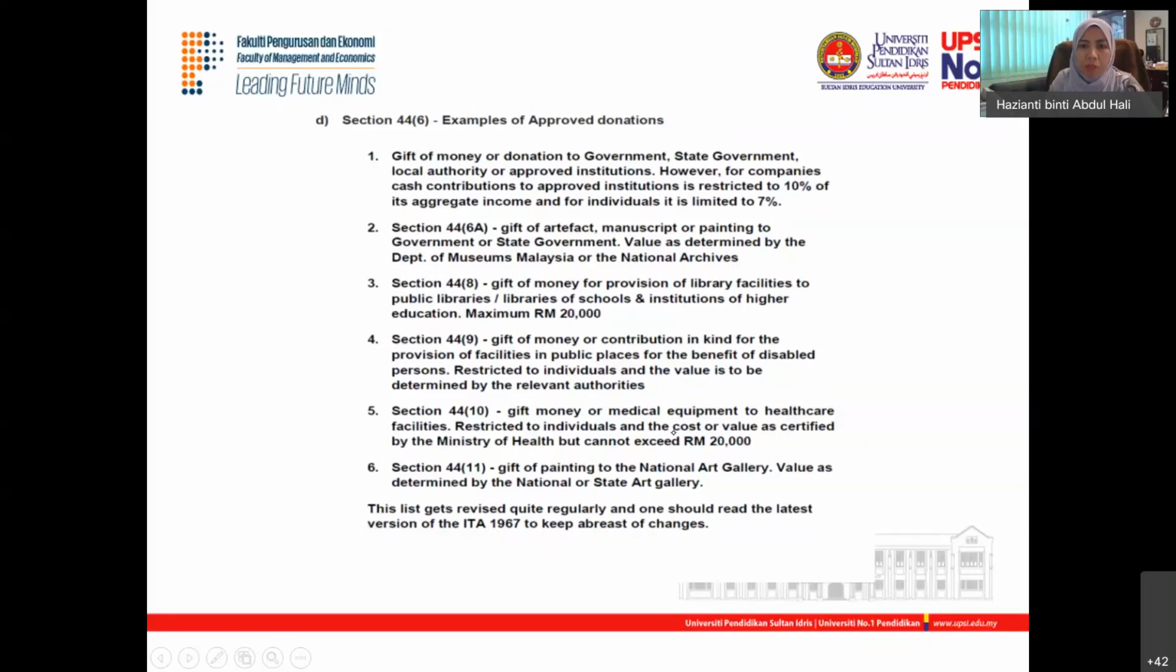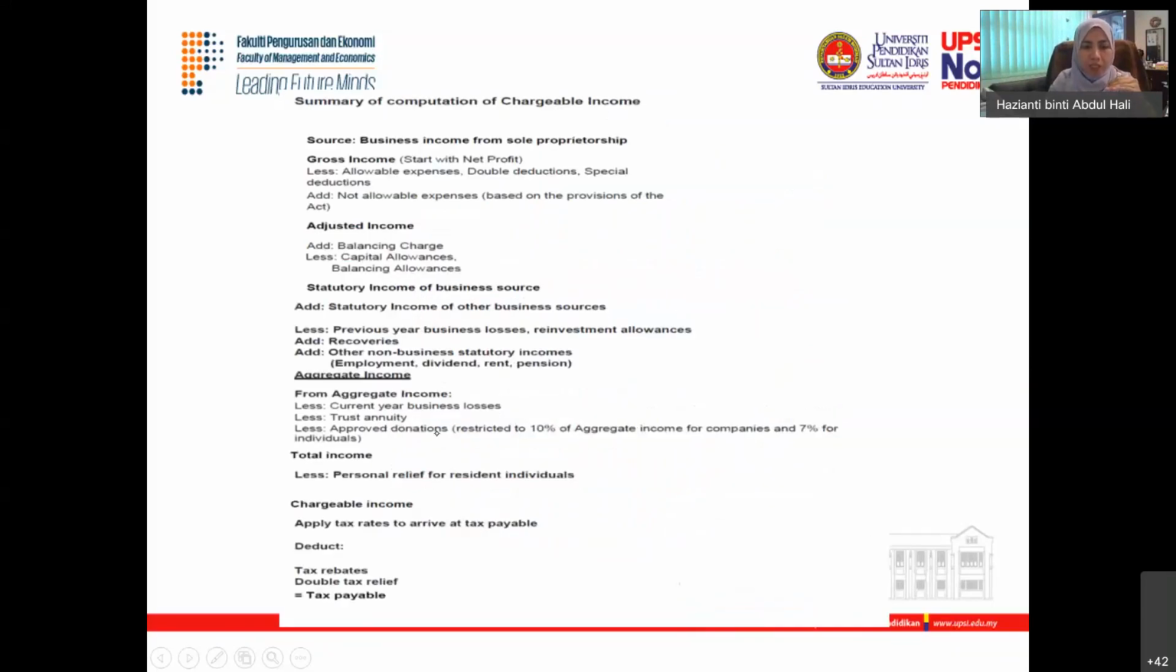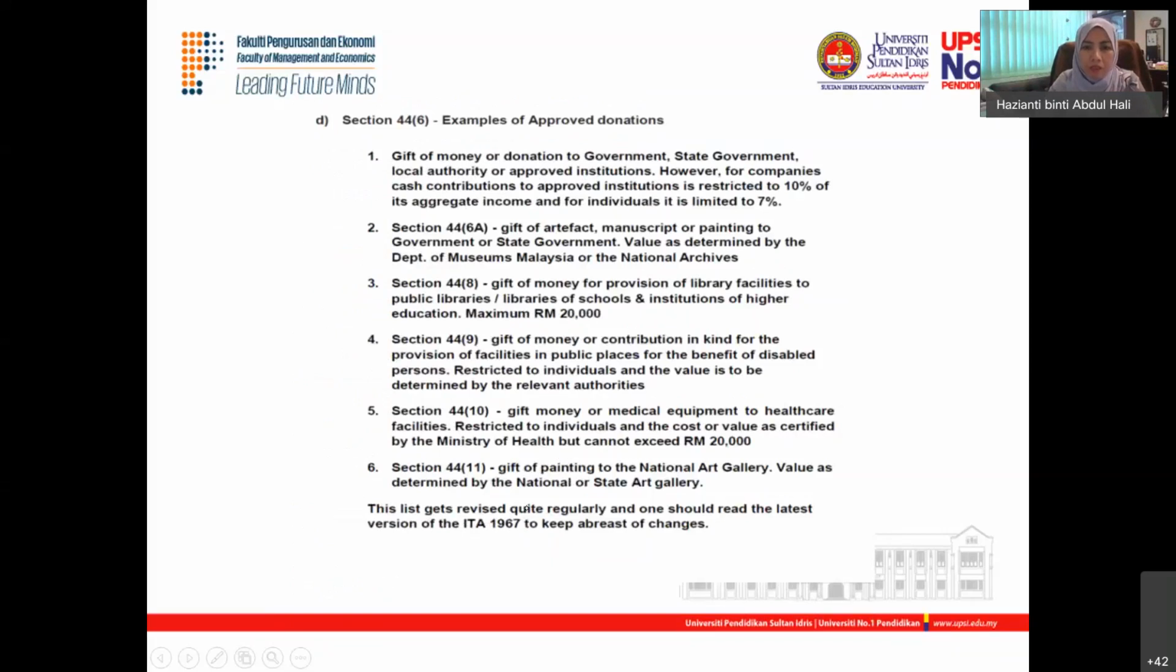Give money or medical equipment to healthcare facilities, restricted to individuals cost of value certified by Ministry of Health but cannot exceed 20,000. Let's say you nak donate wheelchair dekat hospital kan, boleh. Tapi amount yang can be claimed cannot exceed 20,000. Boleh donate banyak, but you can only claim kalau ikutkan this format ni, approved donation ni, ada restriction 7% je. 7% dari sini. Okay. Sorry, 7% dari sini, dari aggregate income. Gift of painting, okay, bagi hadiah painting. So value determined by National or State Art Gallery.